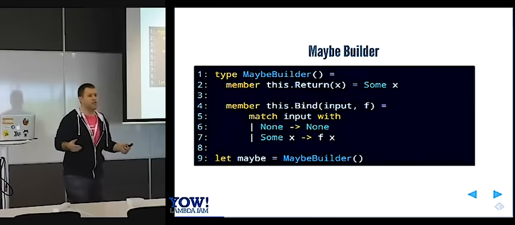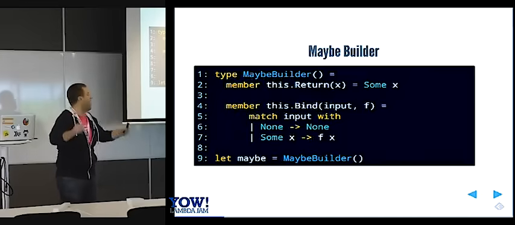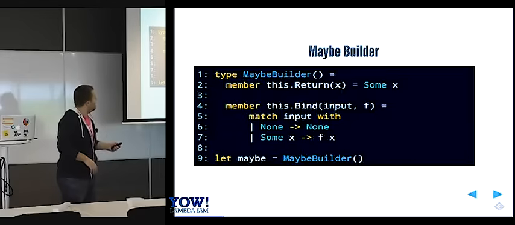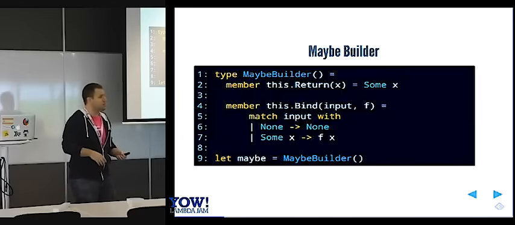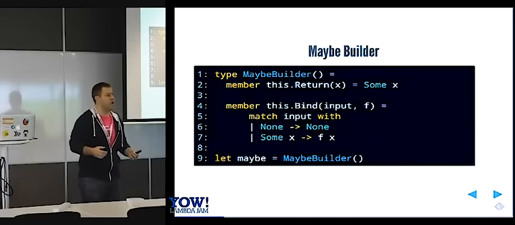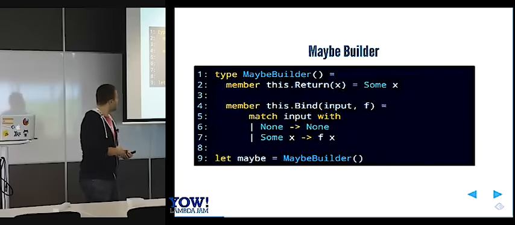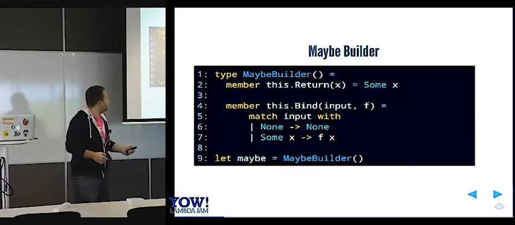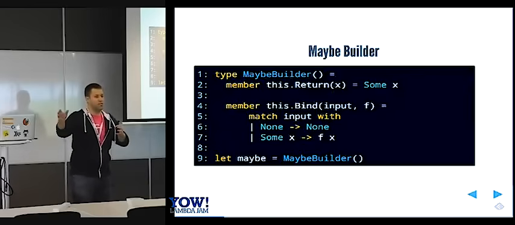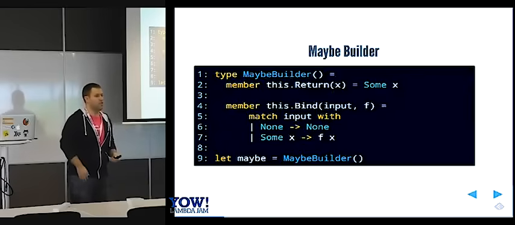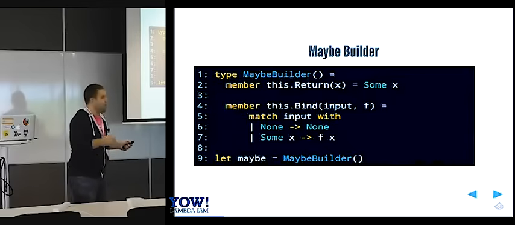So return does the obvious thing. It takes a value and wraps it up in a some. And bind takes the input. If there's no value on the input, then it just returns none, so to basically short circuit out of the computation. If there is some value, then it applies the function, which was the second argument, or the continuation for the rest of the computation expression, and returns that.